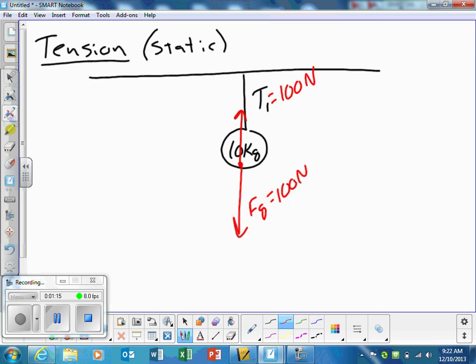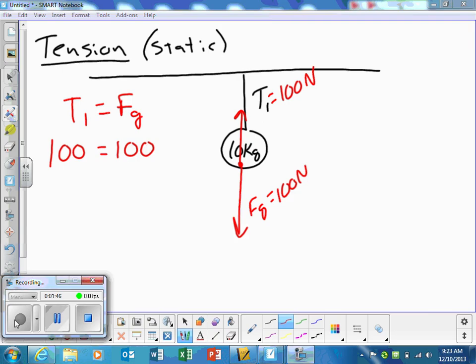Okay? So you can see that 100, or T1, is equal to the force of gravity, or 100 is equal to 100. But the question here is, I thought vectors had direction. They do, right? And these are both vectors. So can somebody tell me how the direction is indicated here? Because to me it looks like these are both positive numbers.